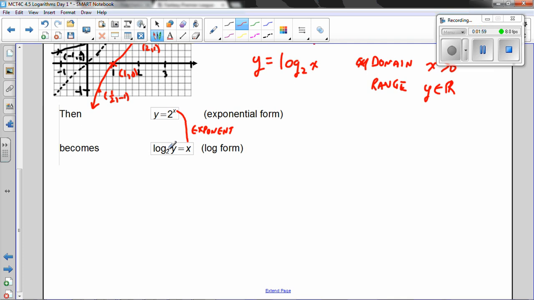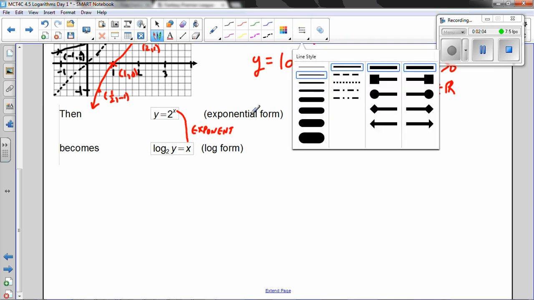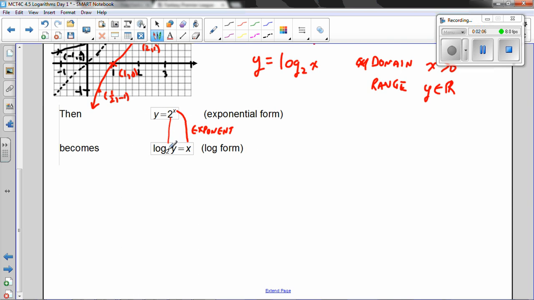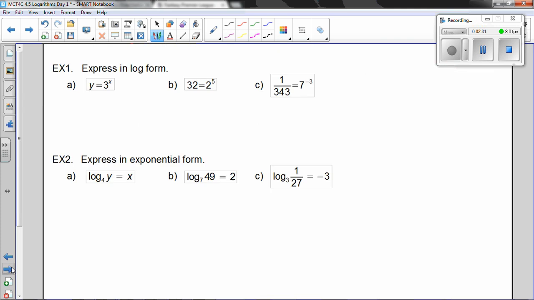See where the base is here? I'm going to make this smaller because otherwise it'll be a mess. See that? There's the base. And then the other part, the y here, is kind of like the power. That's kind of like the answer for an exponent question. That's the power. And so let's get used to this.